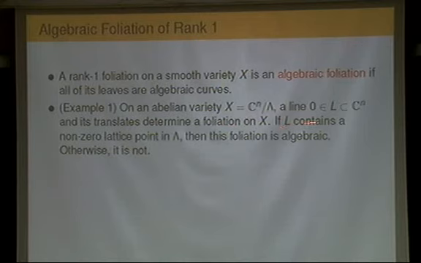Now if this line contains a non-zero lattice point, then this is an algebraic foliation. Otherwise it is not. So this is an example showing that on an abelian variety there's a foliation which sometimes becomes algebraic, sometimes it's not.